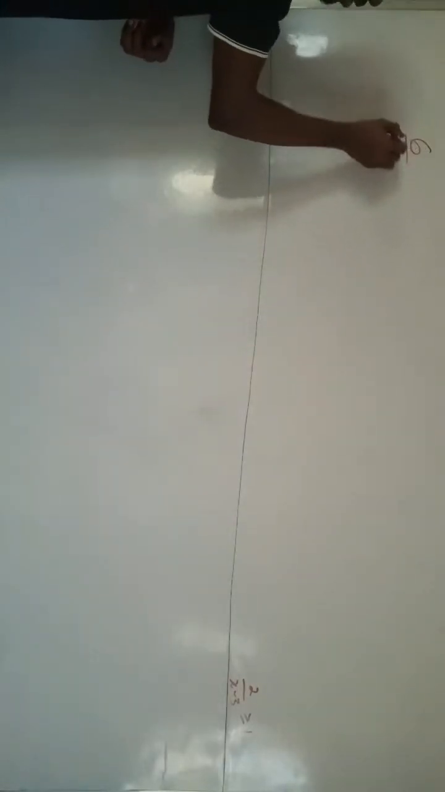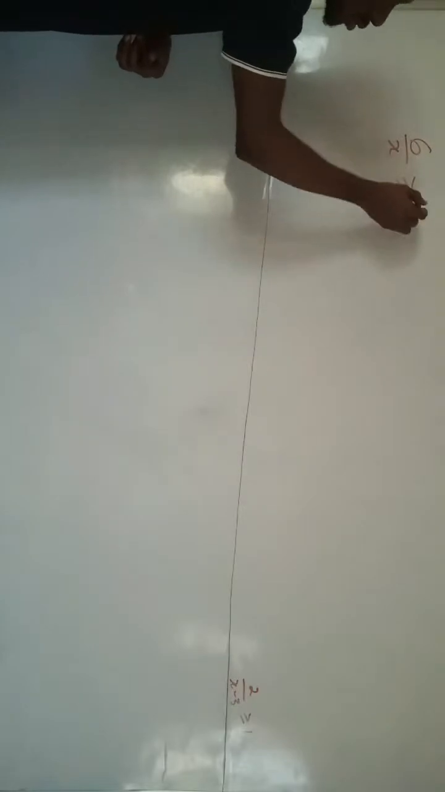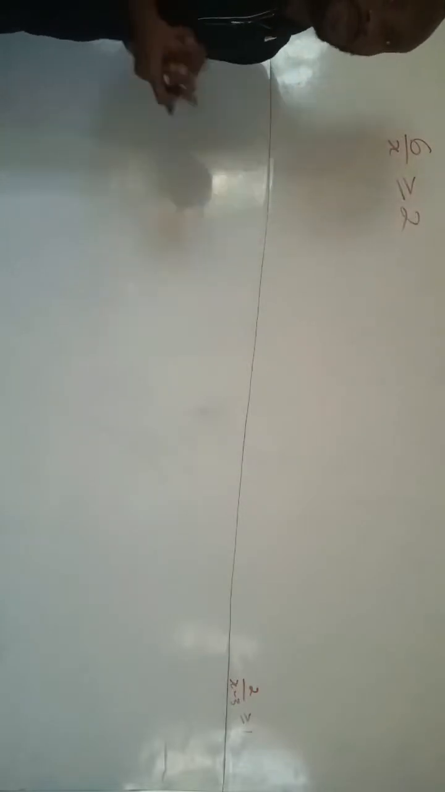Now, the question I want us to start with is this. How do we solve this problem? 6 upon x is greater than or equal to 2. How do we solve this problem?